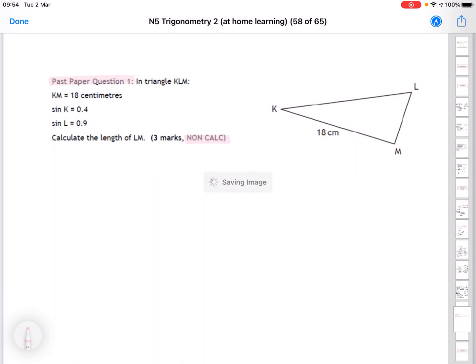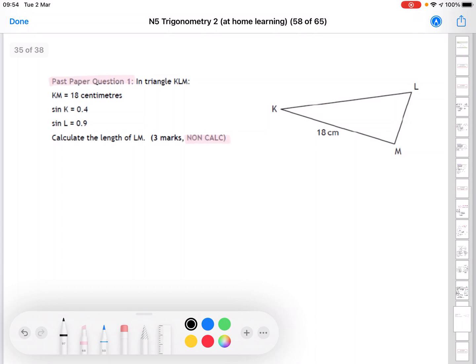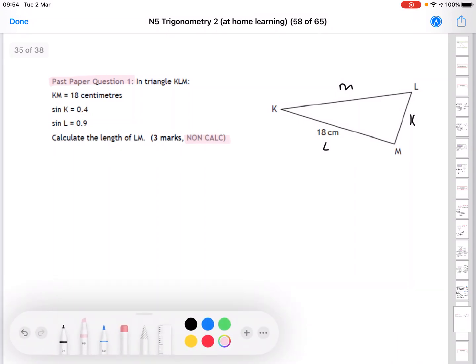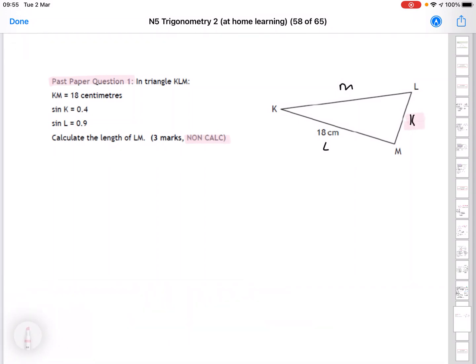So non-calculator. So the first thing we do with any trig questions is label our sides. So straight across from our capital letters, we'll do our small letters. We are being asked to find the length of LM, which is that little side there marked as k. And then we've got to think about what have we been told. Well, we've been told the length of side l. And then we've been told that sine of angle K is 0.4 and sine of angle L is 0.9. So we do have some information about the angles at K and at L.